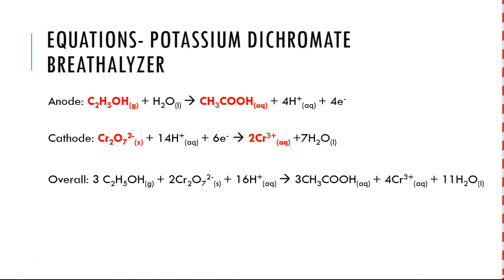And then this would be the overall equation, and I just got this by multiplying each equation by a factor to cancel out electrons, and then combining them. And don't forget that since I have hydrogen ions on both sides and water on both sides, I have to combine my terms.